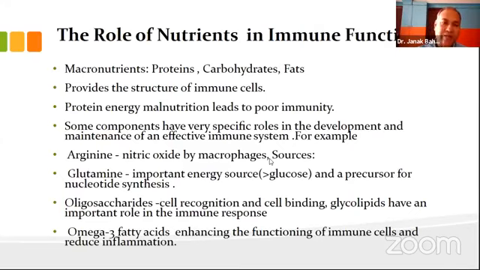And among the carbohydrates, the oligosaccharides, as Dr. Sunil has already mentioned, are very useful for the proper functioning of immune cells. They are required for cell binding and cell recognition, and glycolipids, which are formed with a lipid, are important for immune response. It is also a prebiotic for the intestinal bacterial flora. And among the fats, omega-3 fatty acid enhances immune function and reduces inflammation. So these specific nutrients also play an important role in immune function.